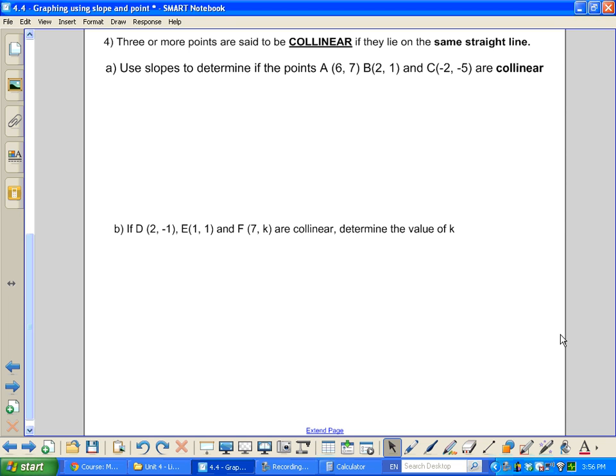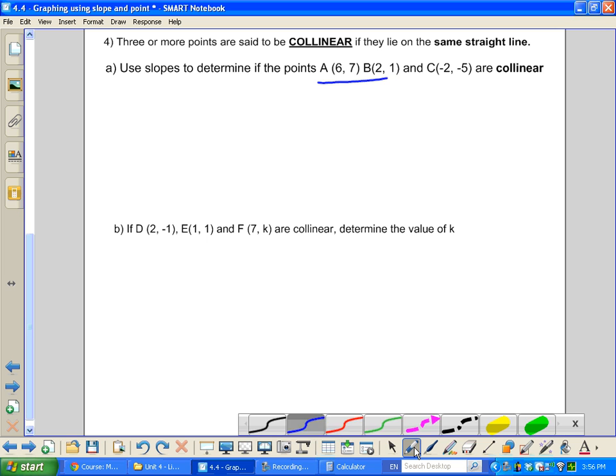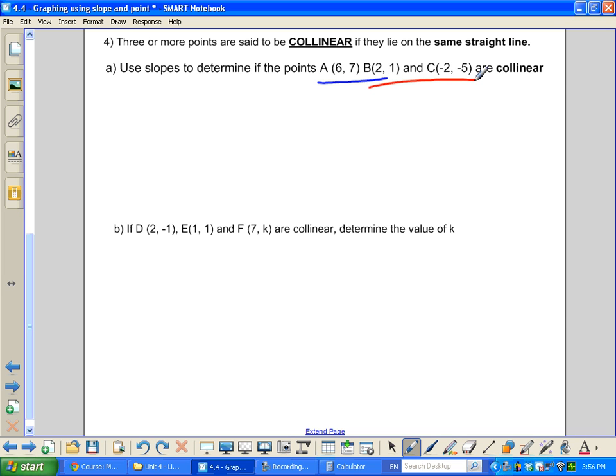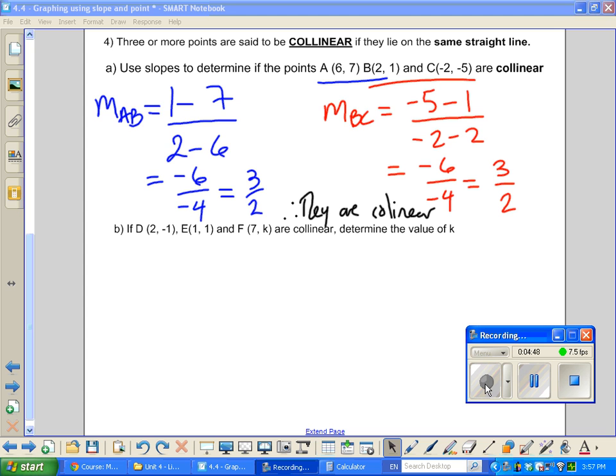Use slopes to determine if points A, B, and C are collinear. All you have to do is calculate the slope of AB and calculate the slope of BC. I'm going to do that, and it's just going to pop up in a sec. And there's your answers.